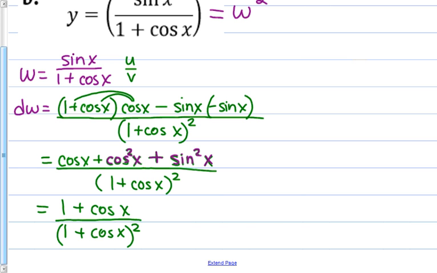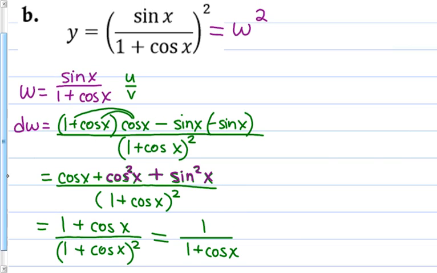Oh, looky. I got one on top and two of them on the bottom. So if I simplify, the one on top cancels out one of the ones on the bottom. So I have one left over on top. And on the bottom, I just simply have 1 plus cosine x. There is my dw. All of that work for dw. But all of this work was necessary. So now I have my w, I have my dw. And I can go ahead and just derive the very simple function that we have up there in the purple, the w squared.